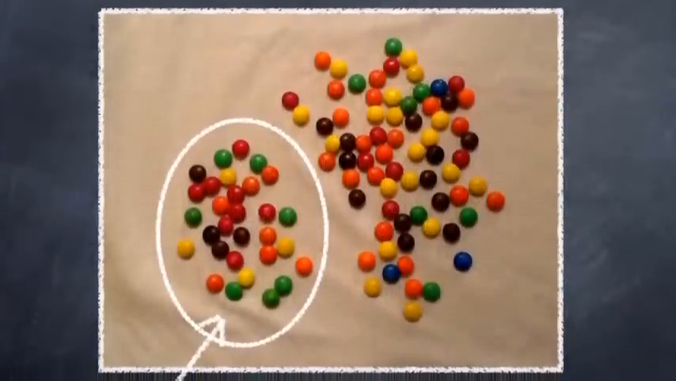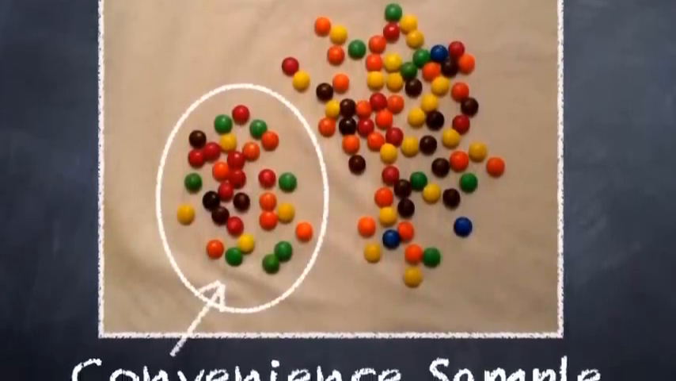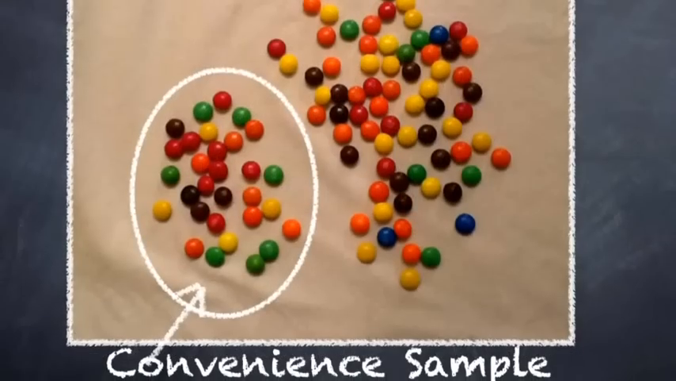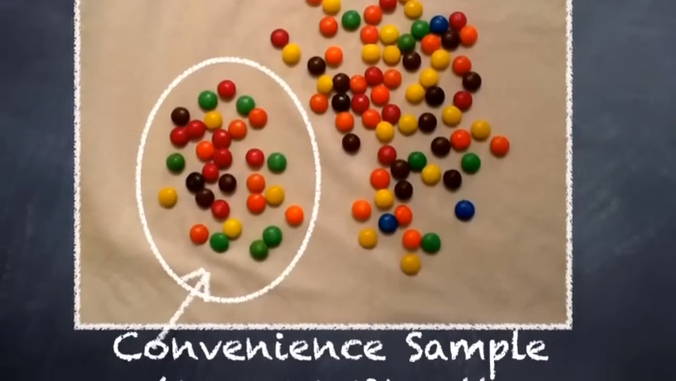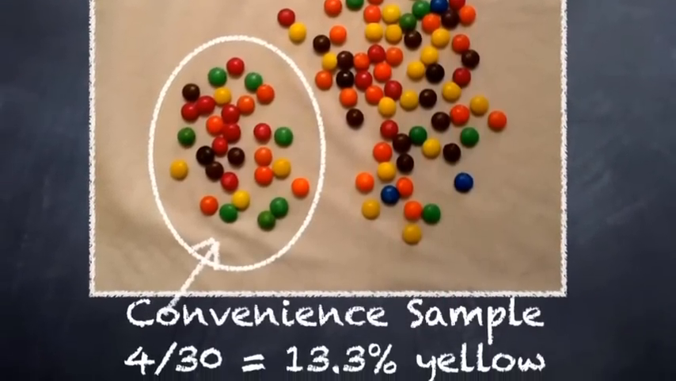Our first technique will be convenience sampling. In this case, we'll just take the 30 pieces of candy that are closest and easiest to get to. As we can see, there are 4 yellows out of the 30 pieces, so that's about 13.3% yellow.